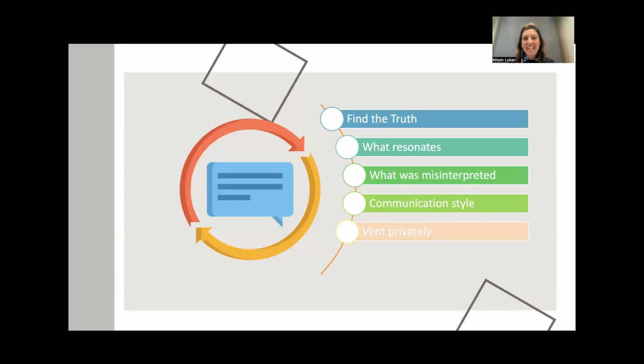And if you are frustrated, if you get negative feedback, go ahead and vent about that, but keep that private, and don't explain the loopholes or the things you missed or the things that were misinterpreted publicly. Keep that frustration in-house. Vent to your friends; we all need that trusted resource and ally.